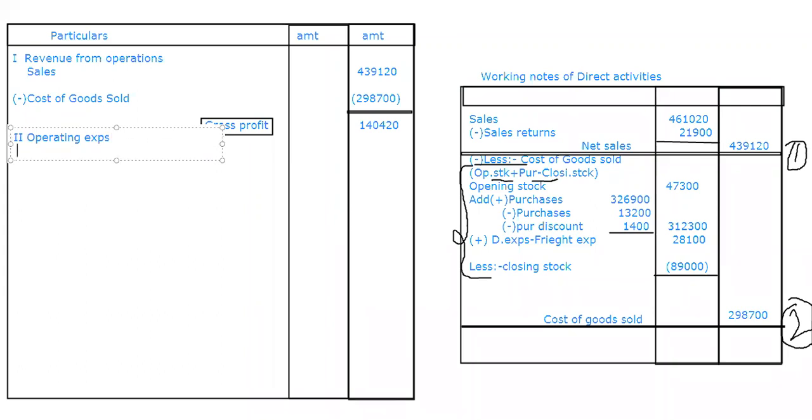So, how much is the first one? Sales salaries, expenses: 2,350, right?